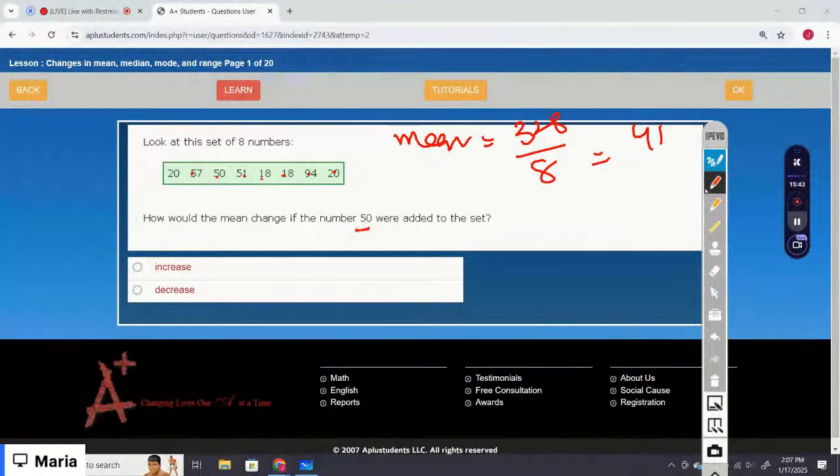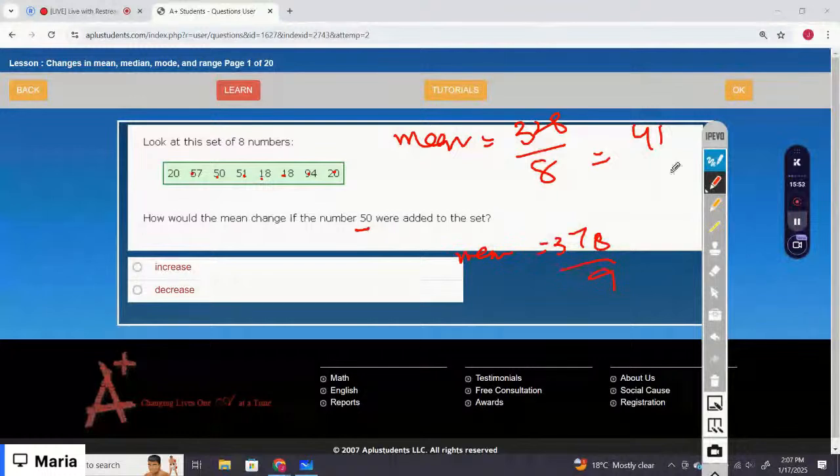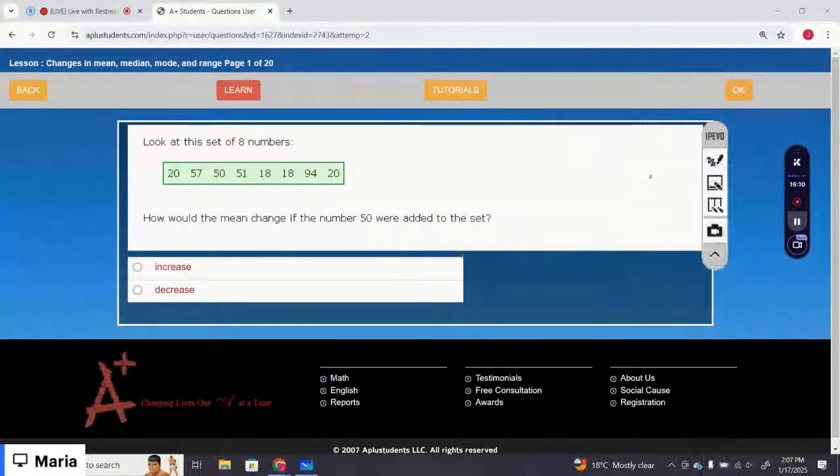Now 50 is added. You have one more number. So 328 plus 50, that is 378, but you have to divide it by 9, then that would be 42. So you can see the mean is increased from 41 to 42. So that means if you add 50, the mean is increased. The correct option is increased. Option number 1 is the correct option.